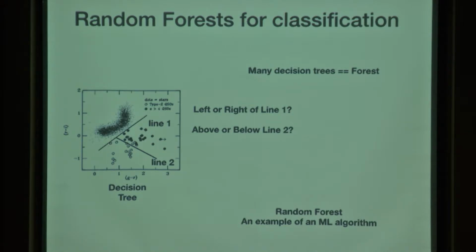So this is one of the simpler but very powerful algorithms. So you have many decisions to make. You choose subsets of those decisions, have a lot of them. And then together, you make an ensemble of those and get to the results. And this is an example of a machine learning algorithm.